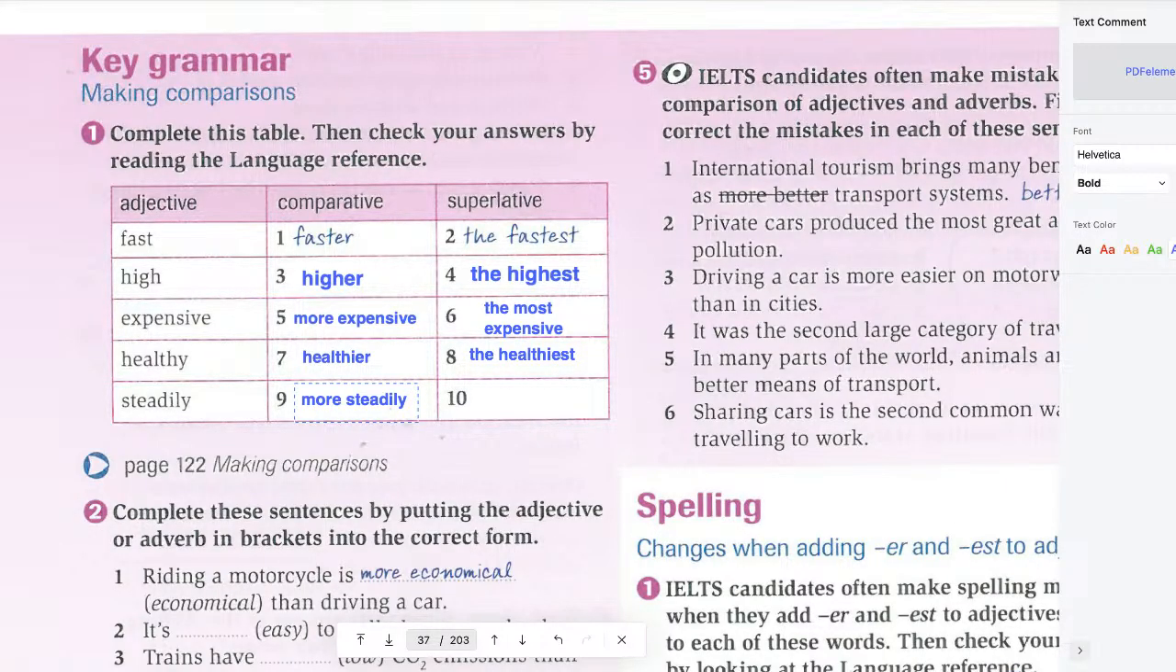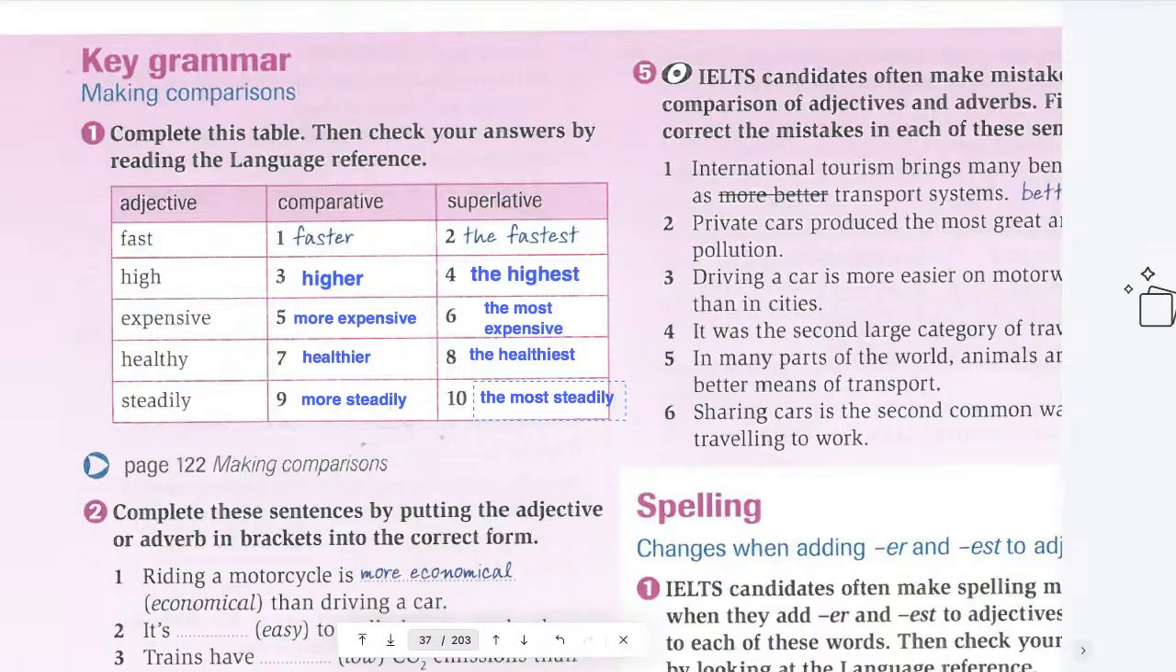Now, superlative form? No, we use the most because this is the long one. Remember, only the short one we use EST, right? But the long one we have to use more steadily, and the other one we have to use the most steadily. Yeah, the most steadily.